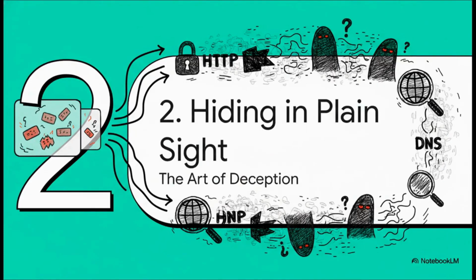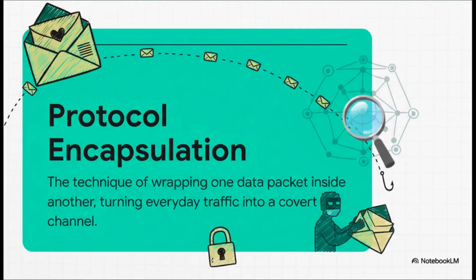This brings up the big question, right? How on earth are they pulling this off? How do they become invisible? Well, the answer is kind of brilliant and also completely terrifying. They're wrapping up their malicious traffic and hiding it inside the protocols we totally depend on and trust every single day. The fancy term for this trick is protocol encapsulation.